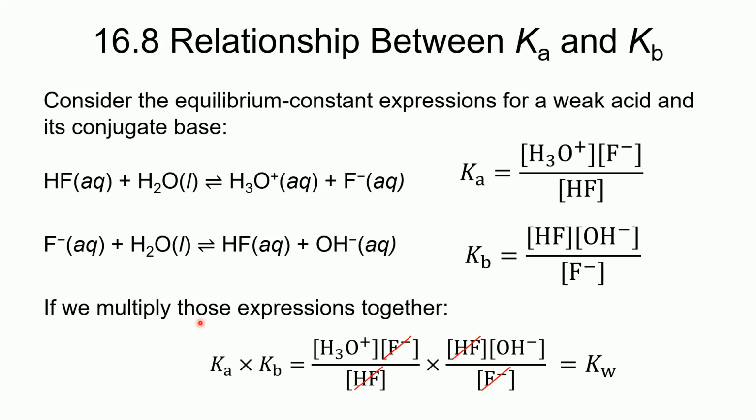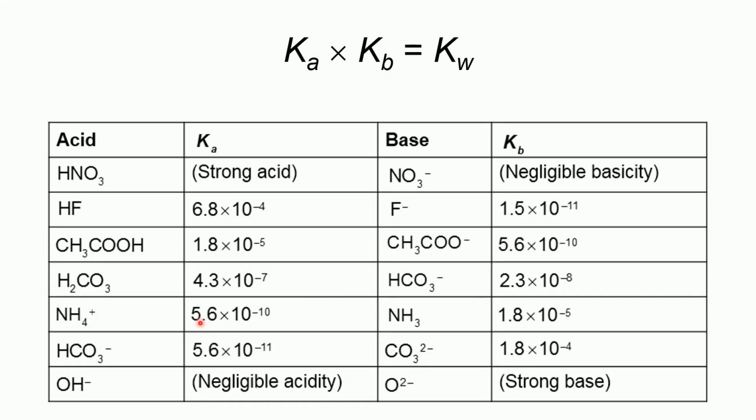And that's why we can use Appendix D1, which has the Ka values for acids, to determine the Kb for their conjugate bases. Let me show you a couple more examples of this. This is just a very short list of some acids and their conjugate bases.